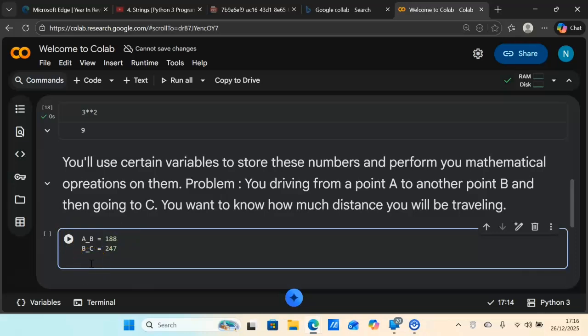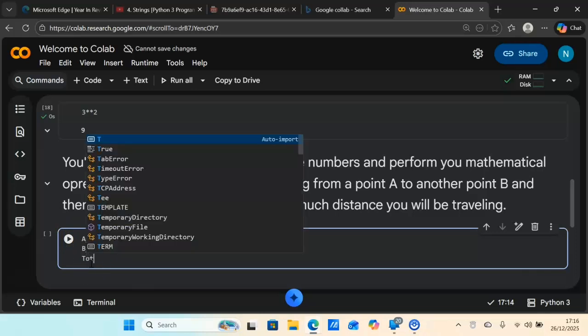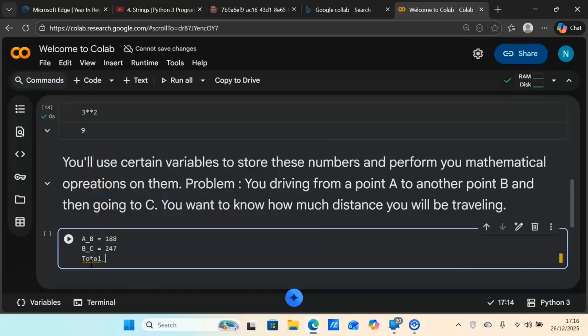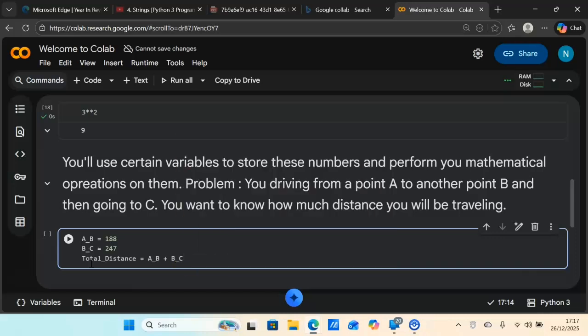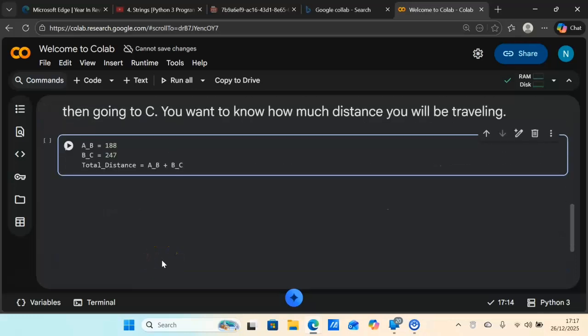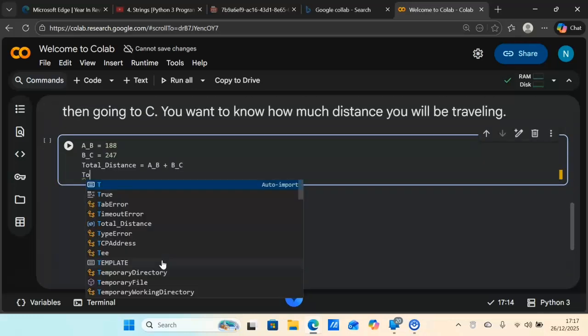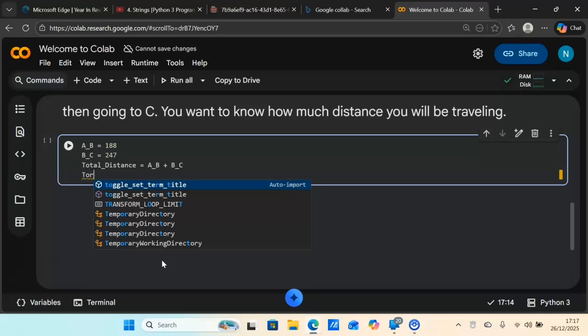So now we have total distance. Let's write total_distance equals A_B plus B_C. So you come down, then you write down total distance, and you write that down.